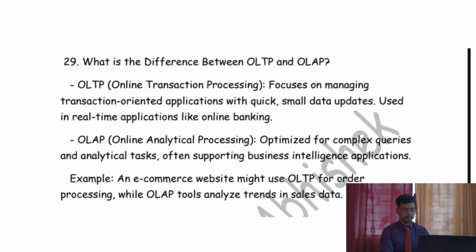What is the difference between OLTP and OLAP? OLTP, Online Transaction Processing, focuses on managing transaction-oriented applications with quick, small data updates, used in real-time applications like online booking. OLAP, Online Analytical Processing, is optimized for complex queries and analytical tasks, often supporting business intelligence applications. Example, an e-commerce website might use OLTP for order processing, while OLAP tools analyze trends in sales data.